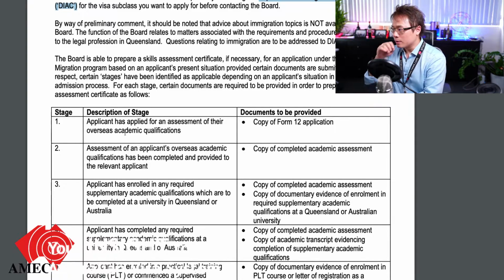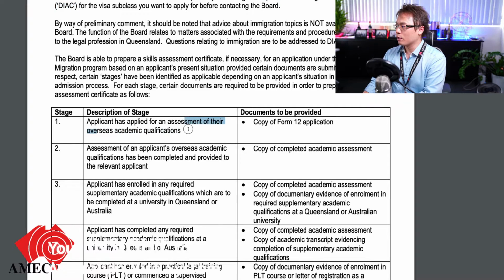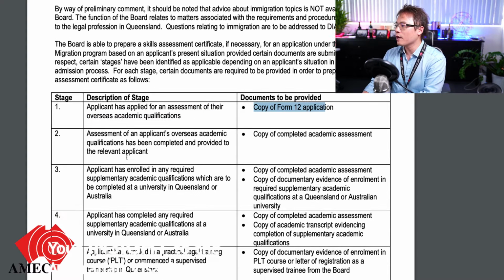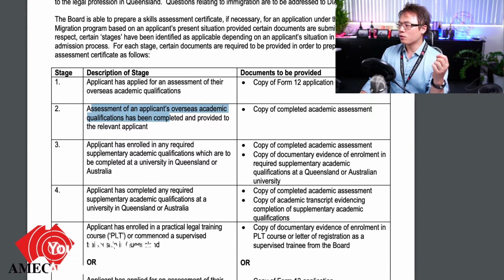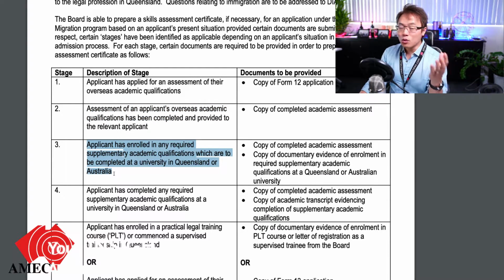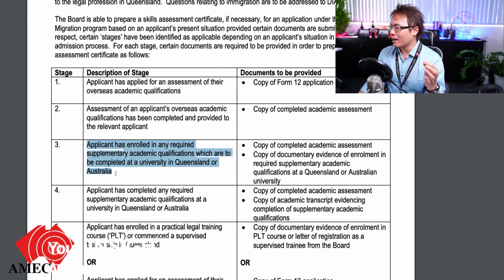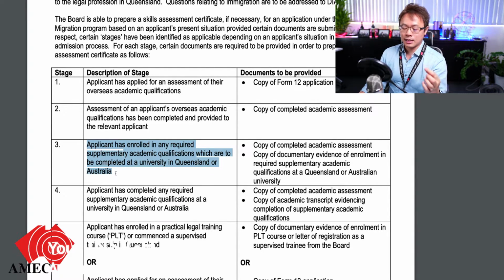So stage 1, you apply for the assessment of your overseas academic qualification using form 12. Stage 2, they will come back with the result. And stage 3, if you're required to conduct more studies, they will advise you, and you're required to go and study more.